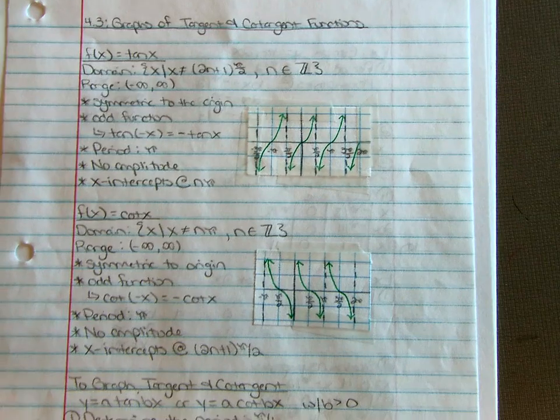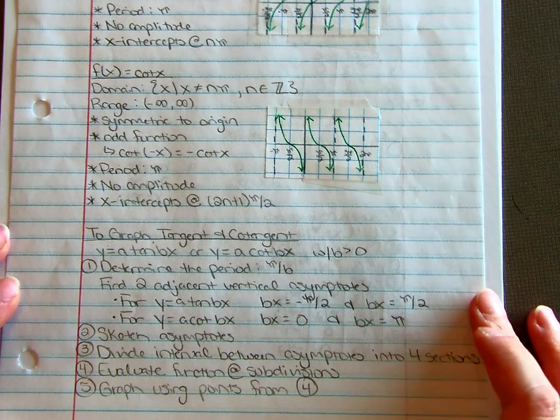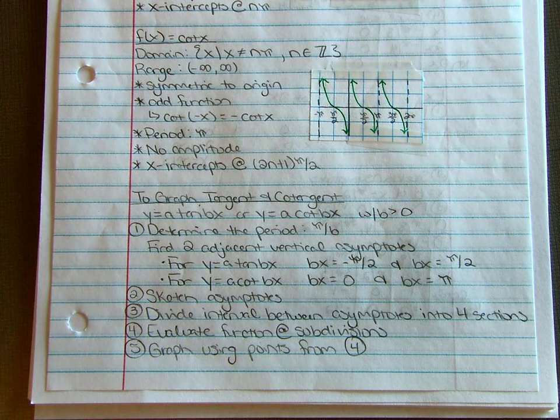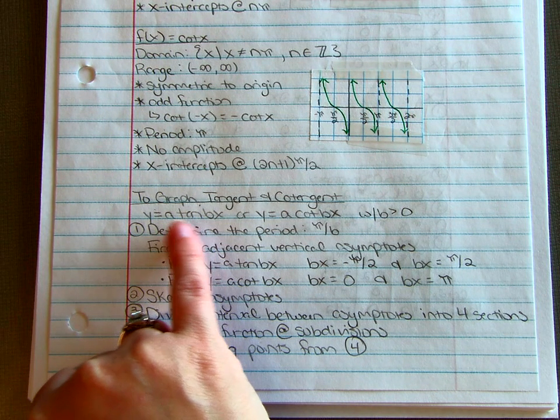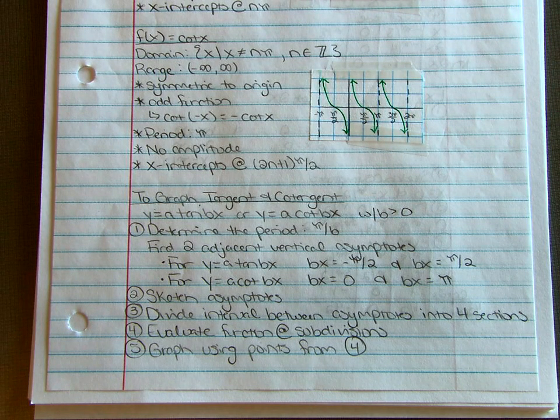Following all of the information is the how-to part. So how to graph, which is going to be slightly different than the cosecant and the secant, because for the cosecant and the secant we had to have our guide graphs, and we don't have to have any of that here for our tangent and our cotangent. So again, I start by giving you the really generic form of the tangent, where you have a tangent bx or a cotangent bx. Again, b has to be positive.